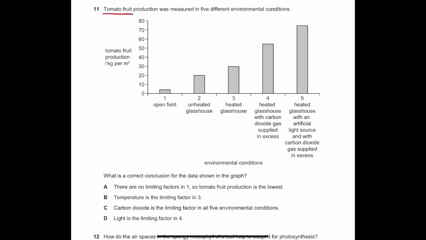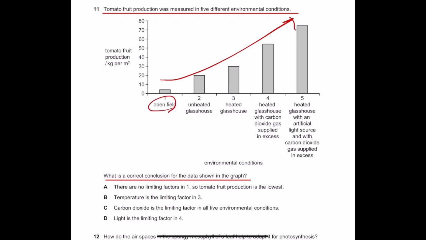Number 11. Tomato fruit production was measured in 5 different environmental conditions. What is the correct conclusion for the data shown in the graph? So, looks like tomato fruit production is increasing as the environmental conditions change. Starting from the open field, it goes to unheated glasshouse, and then tomato fruit production of the heated glasshouse is shown as well. The heated glasshouse with carbon dioxide gas supplied in excess shows quite a bit of tomato fruit production. But the highest one is from the heated glasshouse with an artificial light source and with carbon dioxide gas supplied in excess.